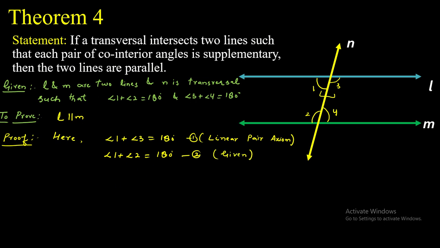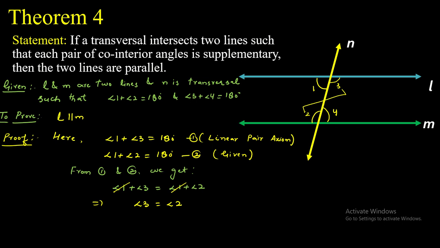Since in both of these equations the sum of the two angles is 180 degrees, from first and second we get angle 1 plus angle 3 is equal to angle 1 plus angle 2. So we are having angle 1 on both the sides. We can simply cancel out these. So we will get angle 3 is equal to angle 2. And if we see in our figure, they are alternate interior angles.